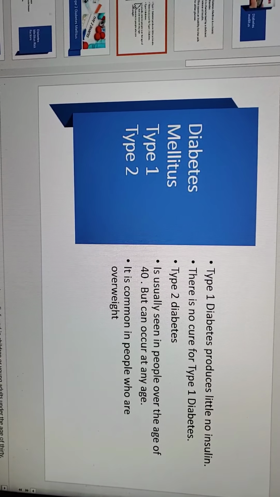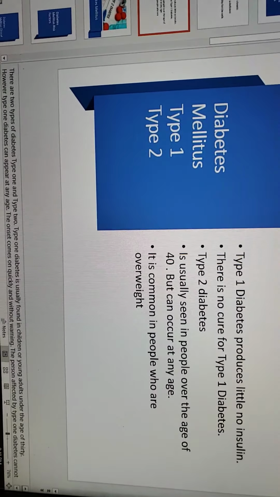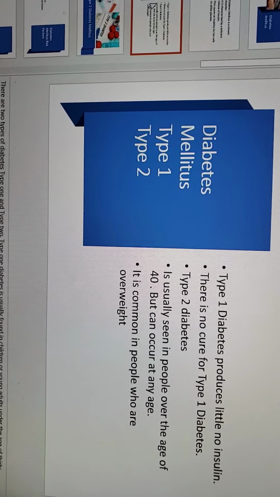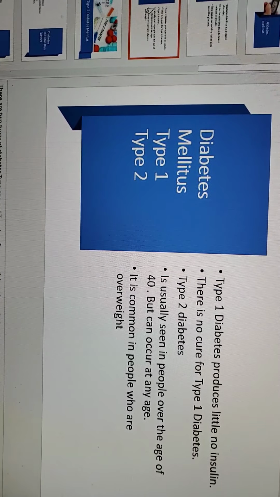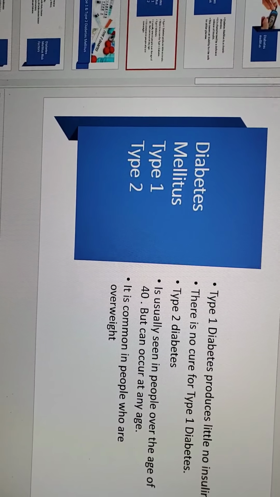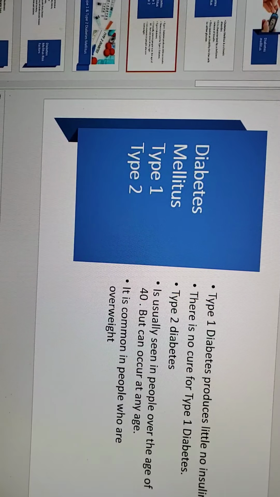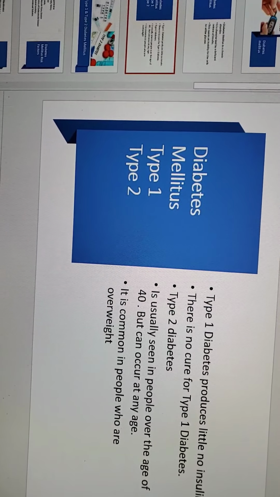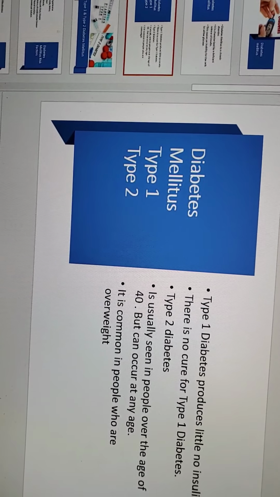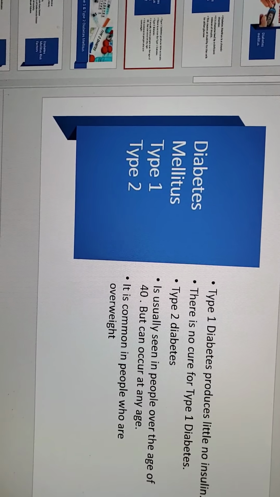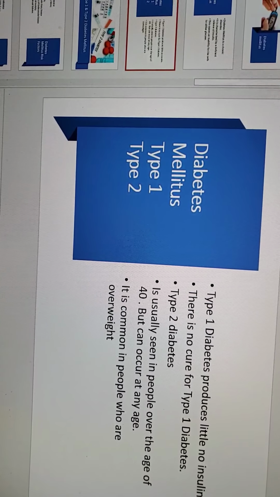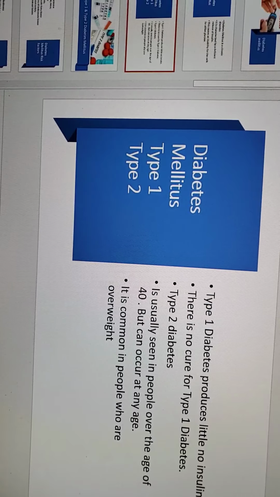Type 2 diabetes is usually seen in people over the age of 40, but can occur at any age. It is common in people who are overweight. Type 2 diabetes is the most common form of diabetes. It is usually seen in people 35 and older. The onset of diabetes type 2 is more gradual. The person with type 2 is still able to produce some insulin. However, it does not usually work appropriately. Type 2 diabetes is linked to people who are overweight and inactive.